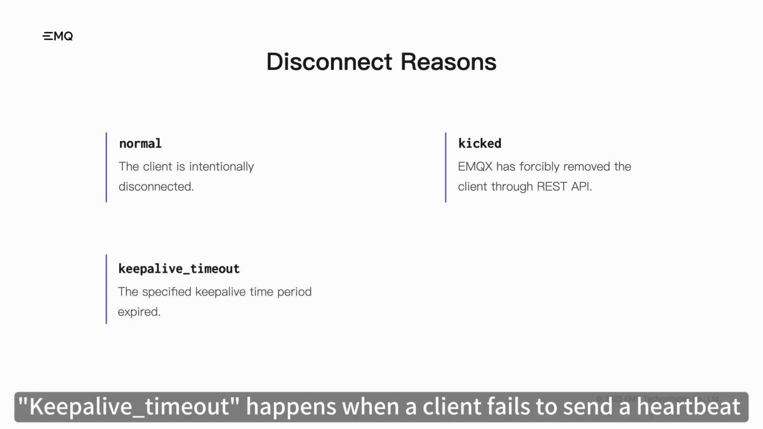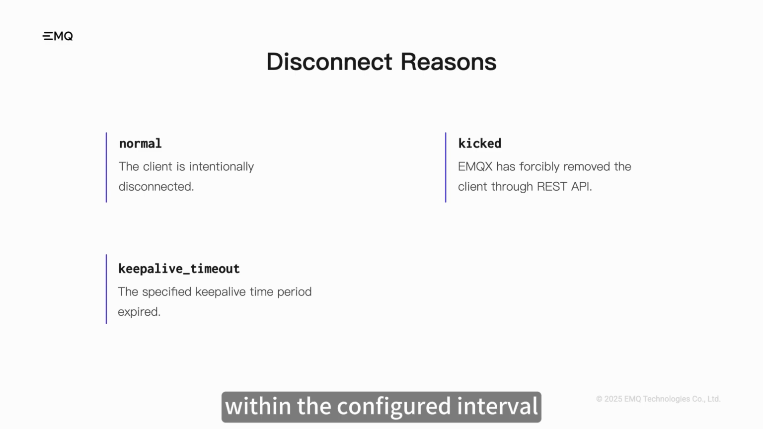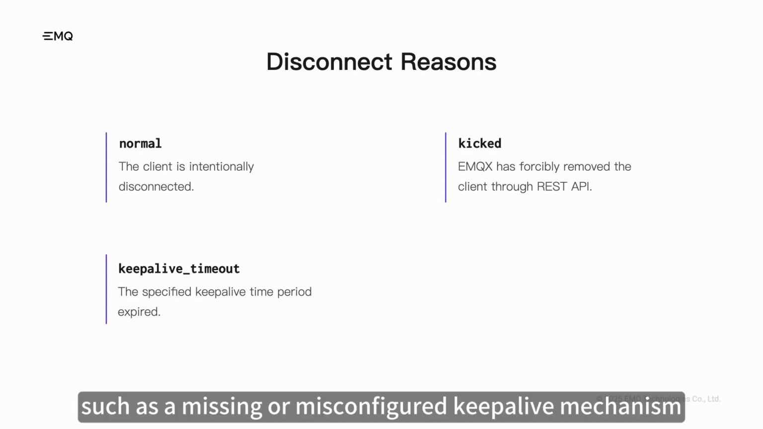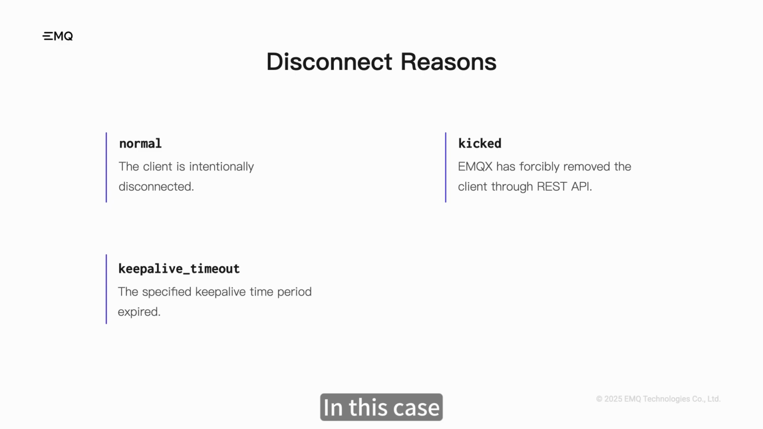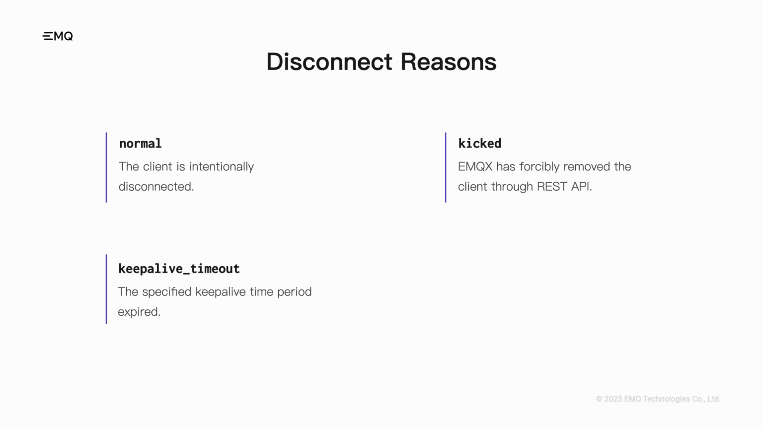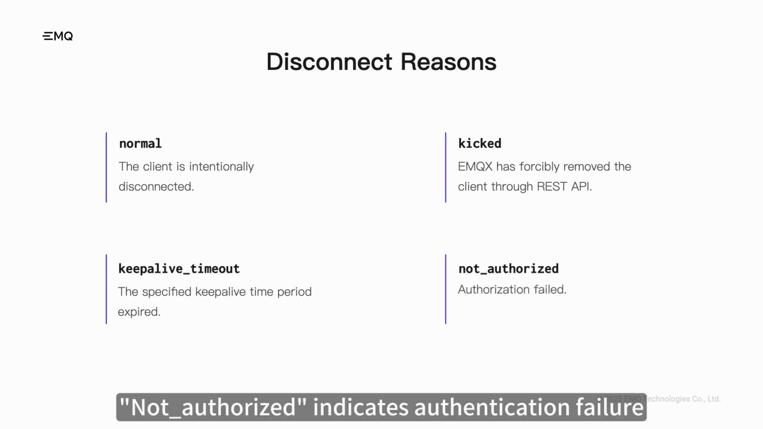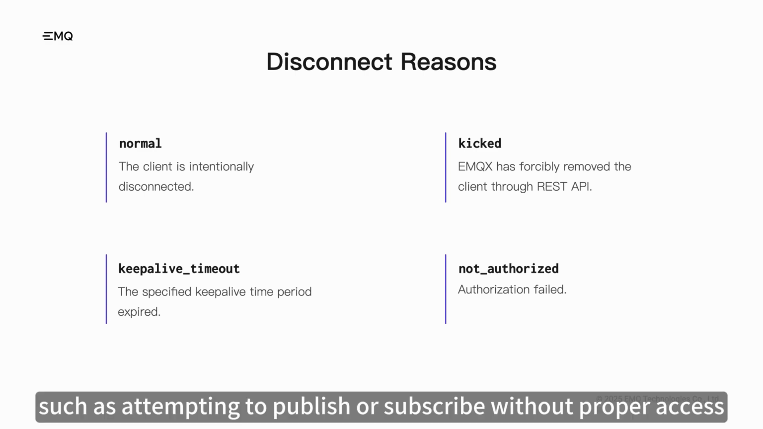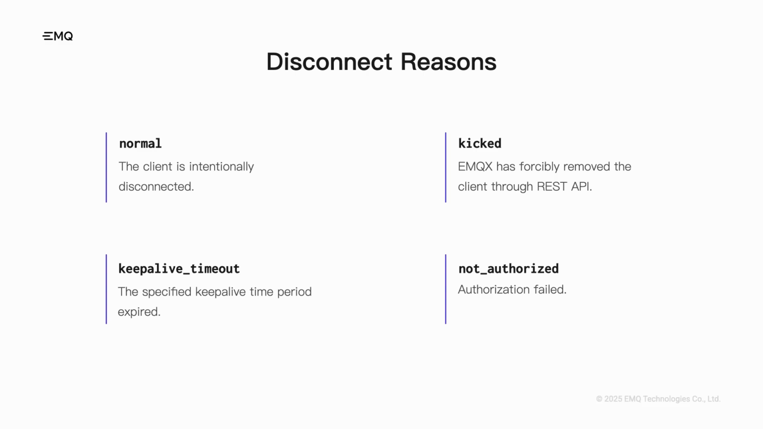Keep alive timeout happens when the client fails to send a heartbeat within the configured interval, usually due to network instability or client-side heartbeat issues, such as a missing or misconfigured keep alive mechanism. In this case, EMQX closes the connection to maintain broker stability. Not authorized indicates authentication failure or insufficient permissions, such as attempting to publish or subscribe without proper access.